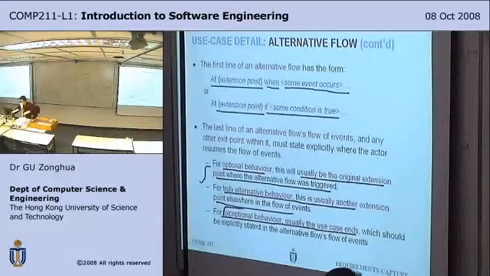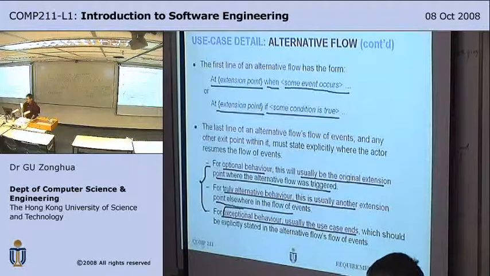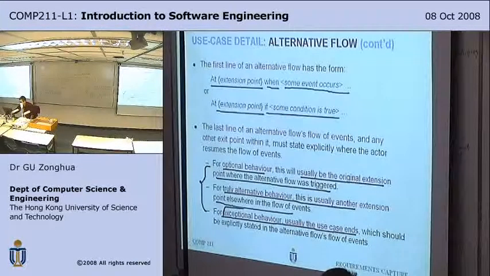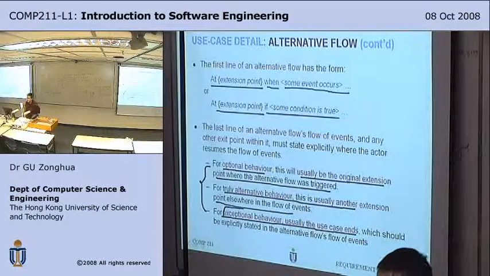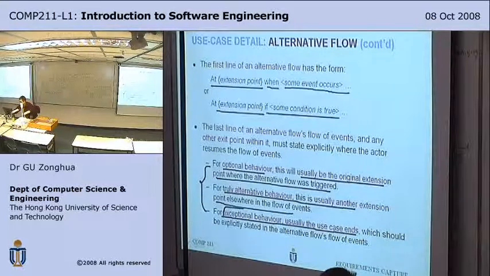Three different places you can resume. So for exceptional behavior, you just end. You don't resume at all. For optional behavior, you resume where you started. And for truly alternative behavior, you resume at another extension point.